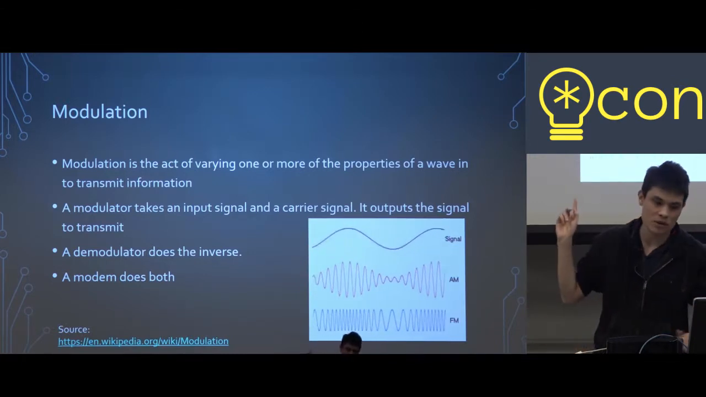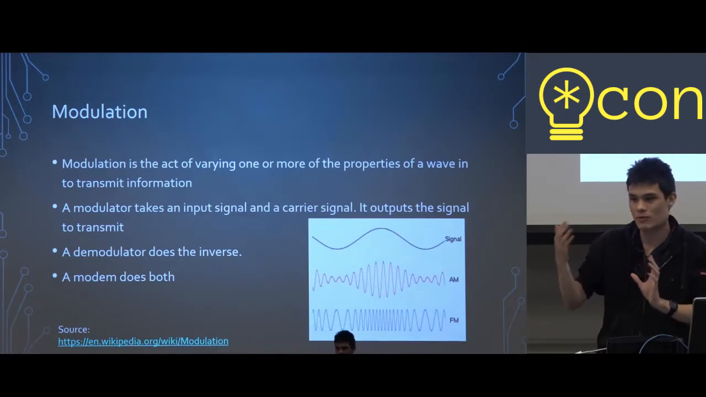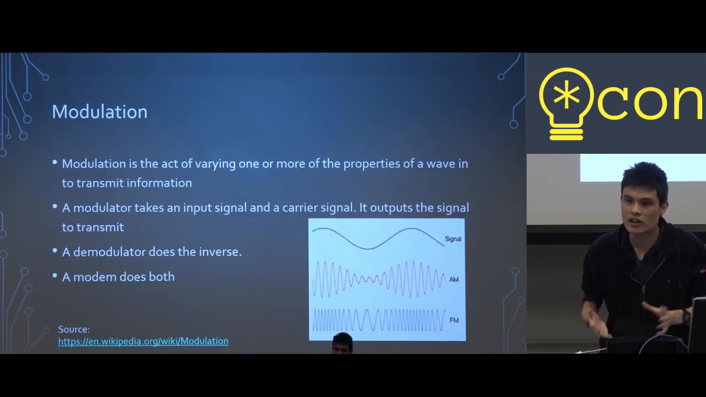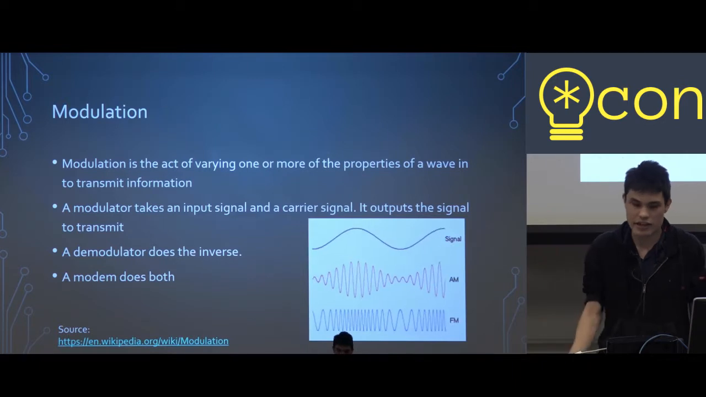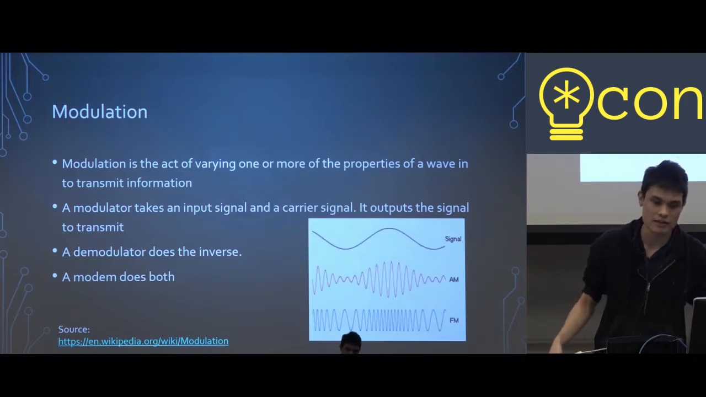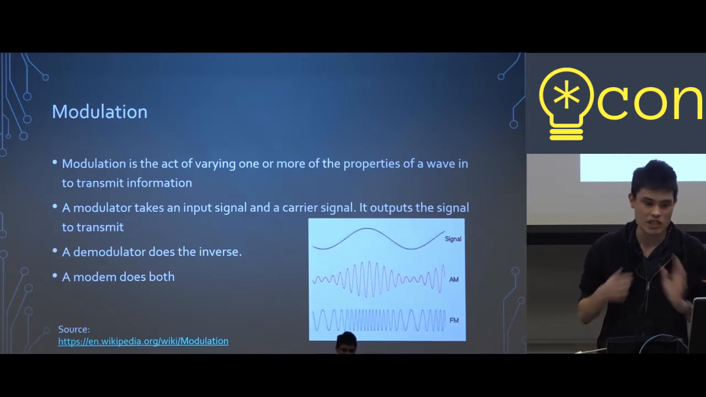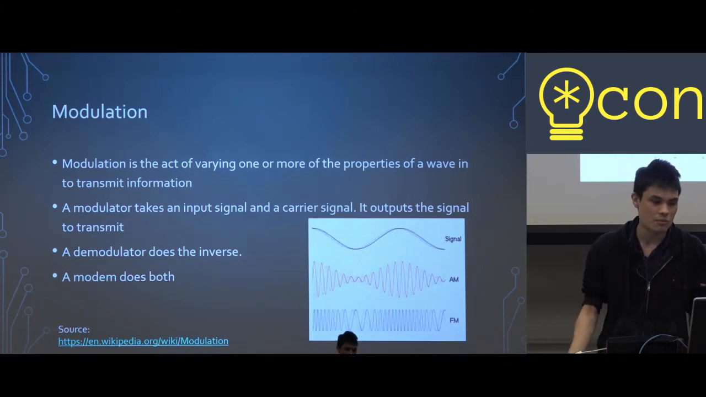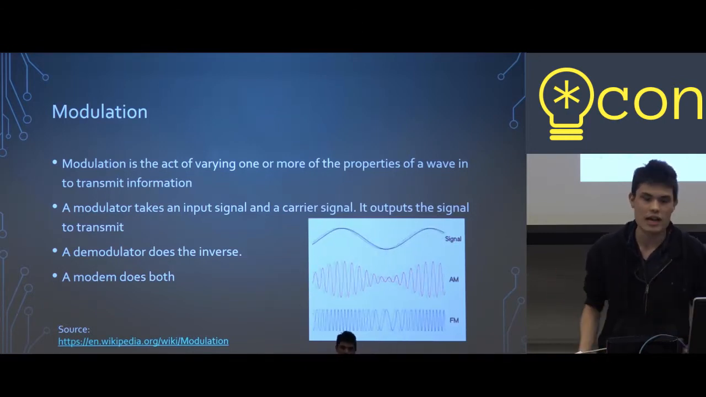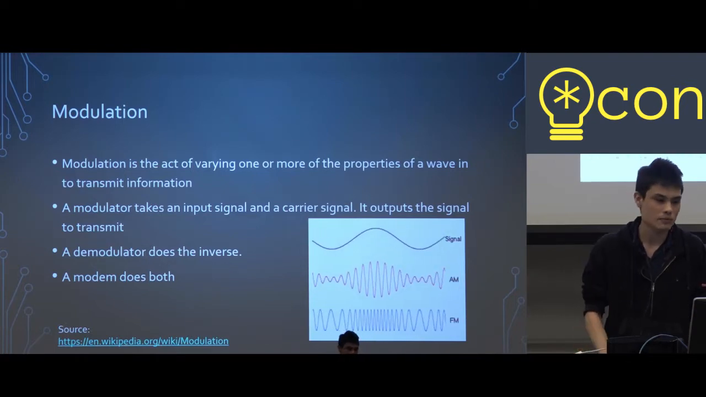So this is an example of AM/FM radio. The input signal would actually be an audio wave, and like I said, the carrier is sine or cosine. And for AM, we changed the amplitude of the wave, and for FM, we changed the frequency of a wave. A demodulator just does the reverse, and a modem does both.